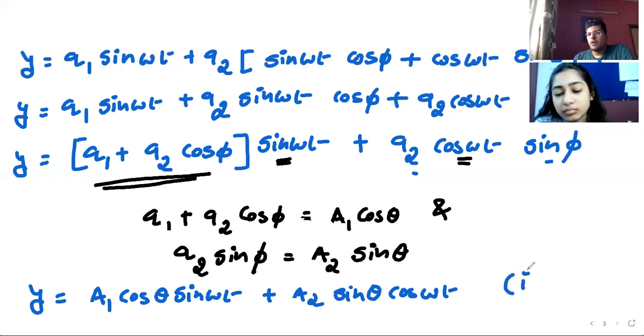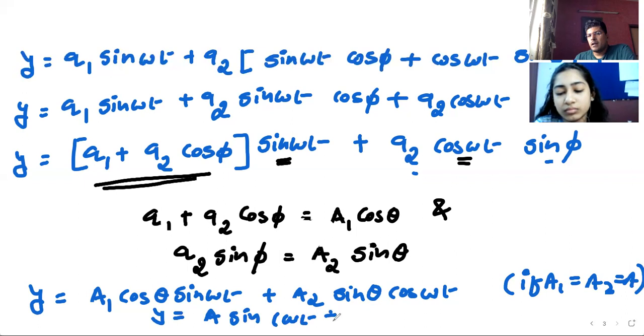Okay, so I'm putting that if a1 and a2 both are a, then my equation will be y equals sin(omega t plus theta). Likewise, it's a parent equation.